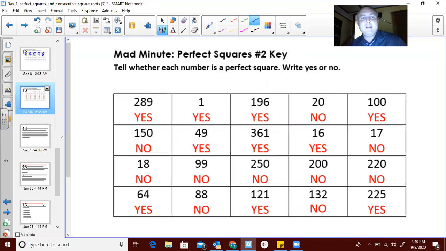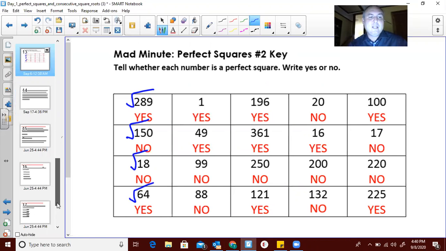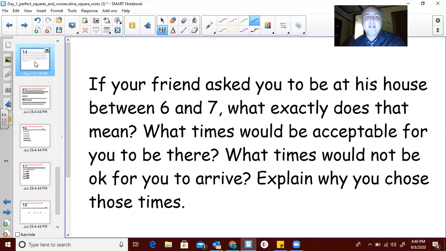Again, remember, biggest thing, need y'all just to remember, each of these numbers has this square root above it. All right. So we have a couple more slides to go. If your friend asked you to be at his house between 6 and 7, what exactly does that mean? What times would be acceptable for you to be there? What times would not be acceptable for me to be there.